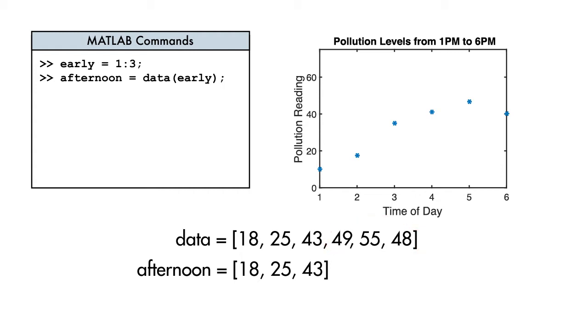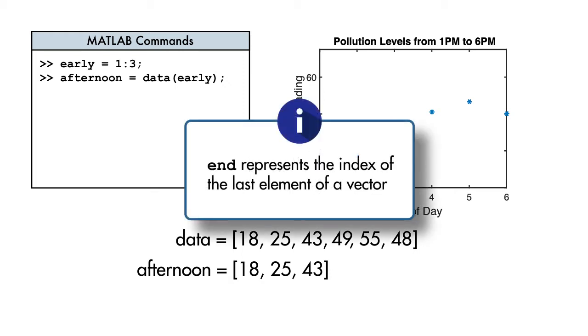This dataset is pretty small, but in many applications, we don't know the exact size of our dataset, only that we want to look at the last elements of it. No problem. We use the end keyword to reference the last index of a vector.